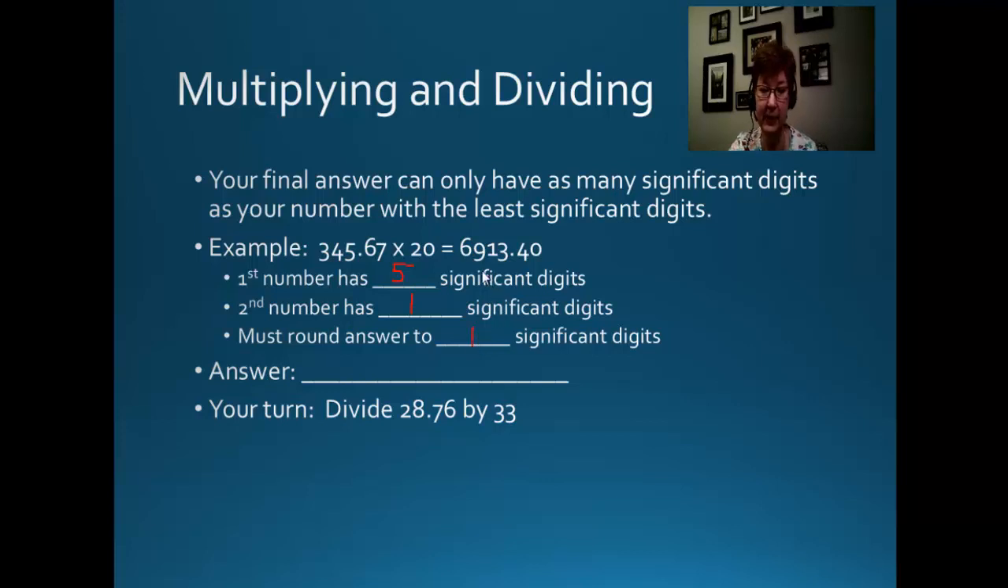So if this is what I get when I plug in the numbers on the calculator, 6,913.4, I need to round that to only 1 significant digit. So I look at my rounding rules, 6913.4 is closer to 7,000 than 6,000, so 7,000 is the answer I would get for that. And I write it, of course, with the decimal point absent, only 1 significant digit in that answer. Okay, your turn.